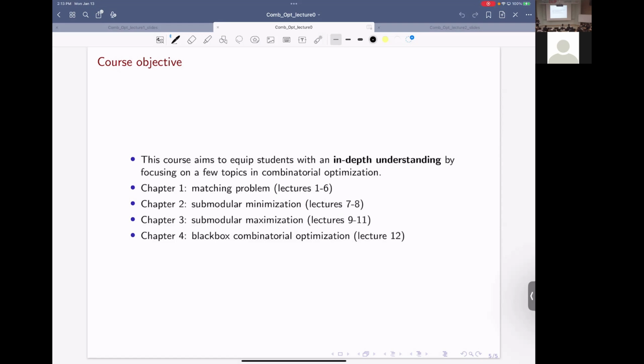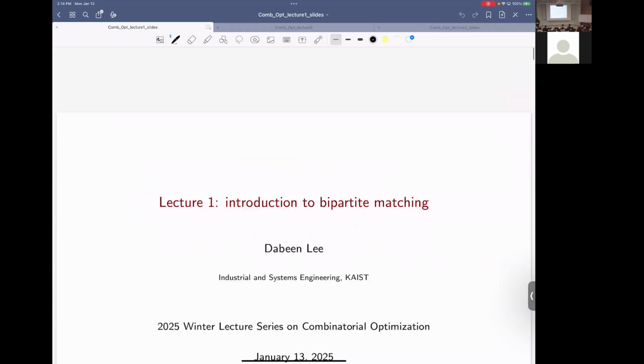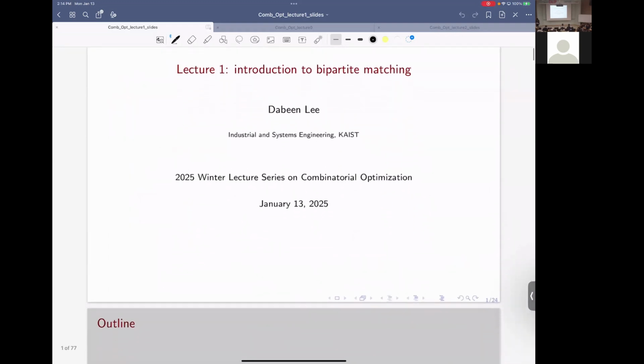So this is my first time teaching this material. I spent the last few weeks developing these materials, so I might have many typos in the notes. If you find any, just let me know. That will be very useful. Okay, all right, let's get started.